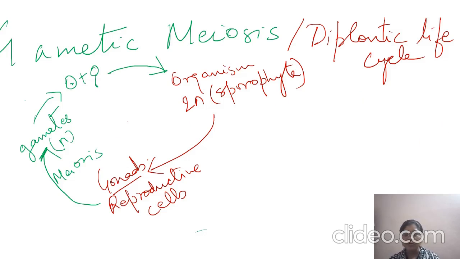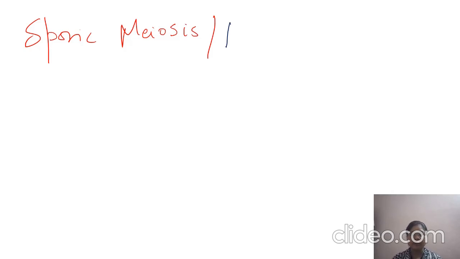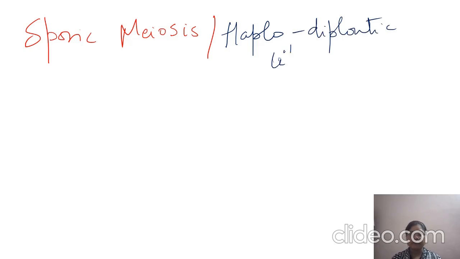Now coming towards your sporic meiosis. And we call this cycle what? Haplodiplontic life cycle. Okay, you see, the majority of your mosses and pteridophytes show this haplodiplontic life cycle. In some the haploid stage will be dominant, and in some the diploid stage will be dominant. In them, what is happening?